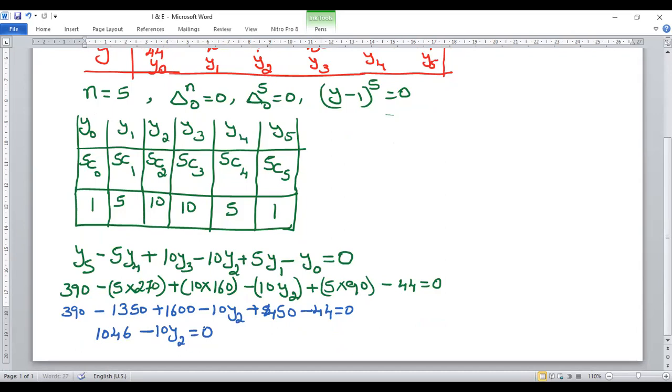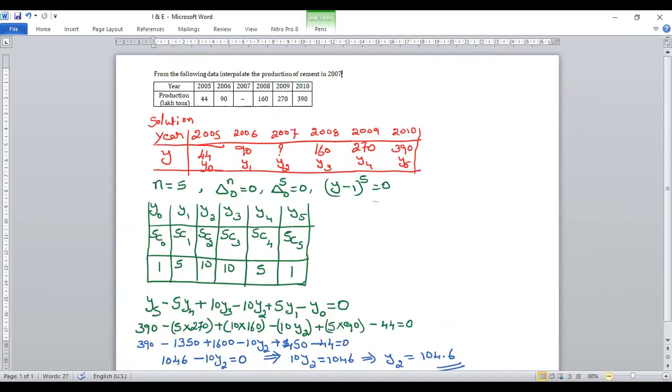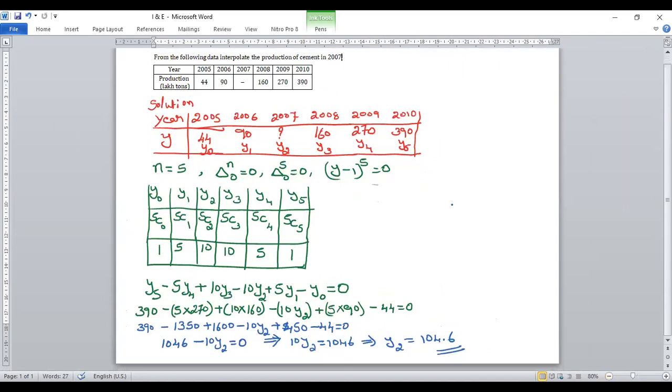Then we need the value of y2. That implies 10y2 is equal to 1046, which implies y2 is equal to 104.6. This is the estimated or calculated value for the year 2007. This is the value. So this is the complete problem. By using the combination method, we can solve the binomial expansion method.